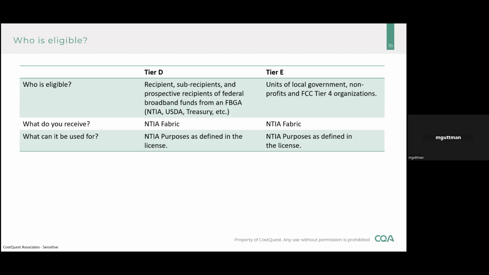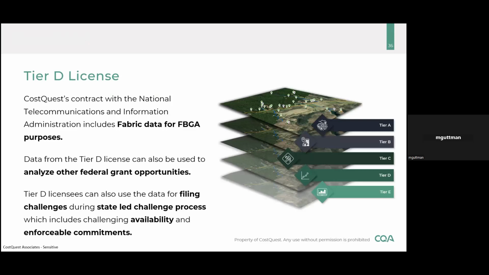So let me skip into the next slide real quick. The biggest benefit of the Tier D license is it allows you to analyze other federal grant opportunities. So this will qualify for BEAD, this will qualify for USDA, other Treasury programs if those are available. So the Tier D is intended for people who are looking to build networks and seeking funding opportunities as well as challenges. On the Tier E, next slide, please.